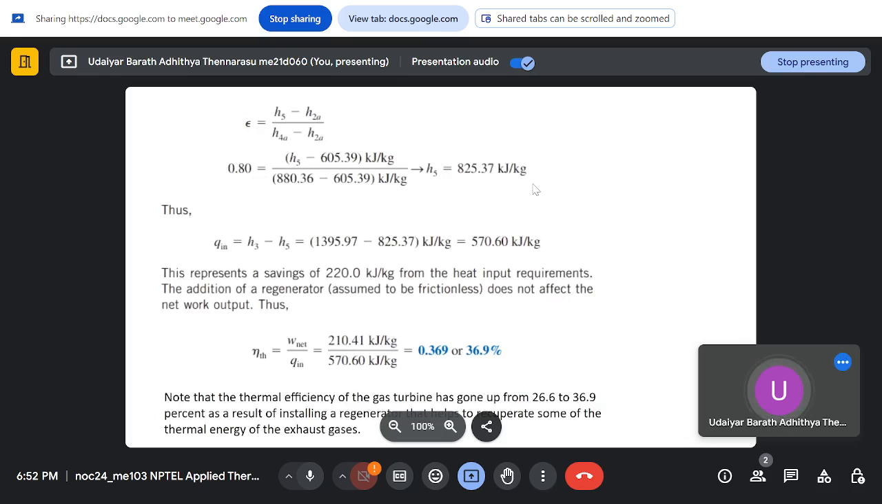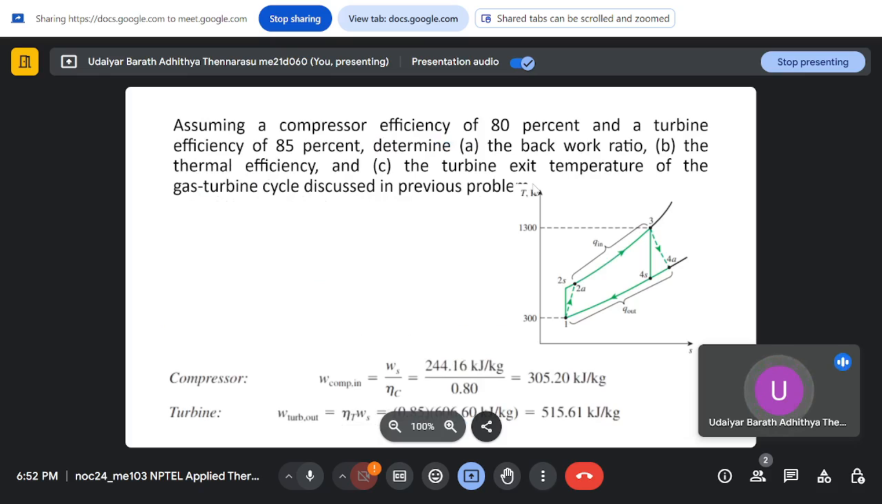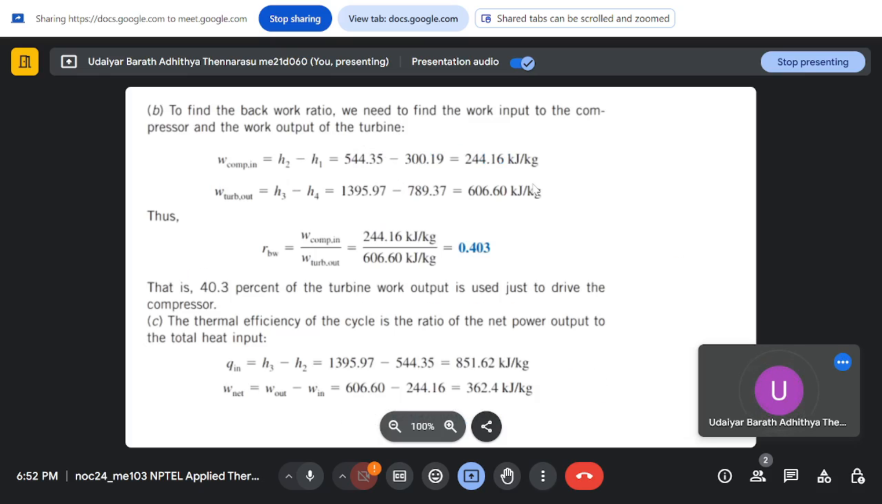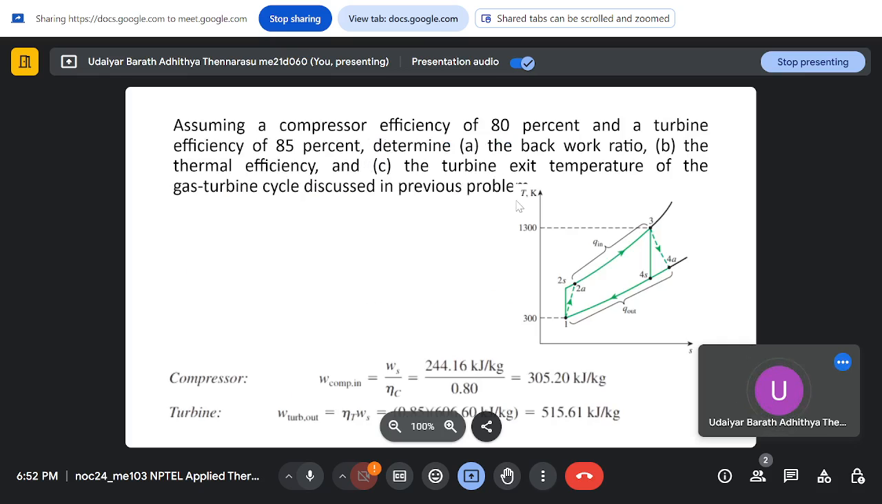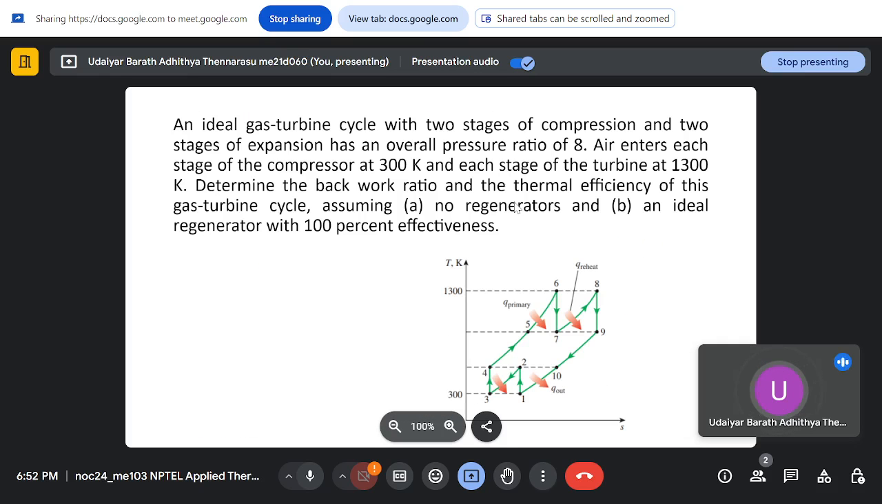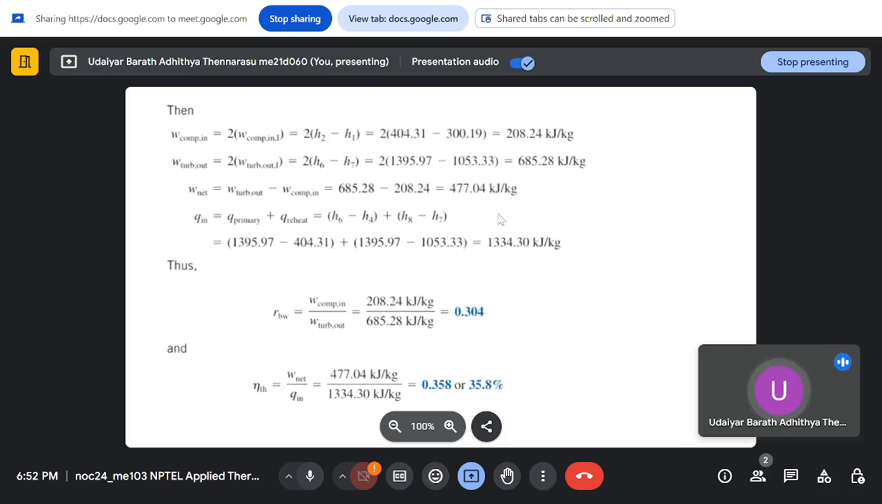So if you see in the first problem, when you had a single stage compressor and turbine, the compressor work was 244.16 and turbine out was 606.60. So here, the compressor work is 208, so the work has reduced using an intercooler, and turbine out is 685.28, so that is an increase in turbine output.